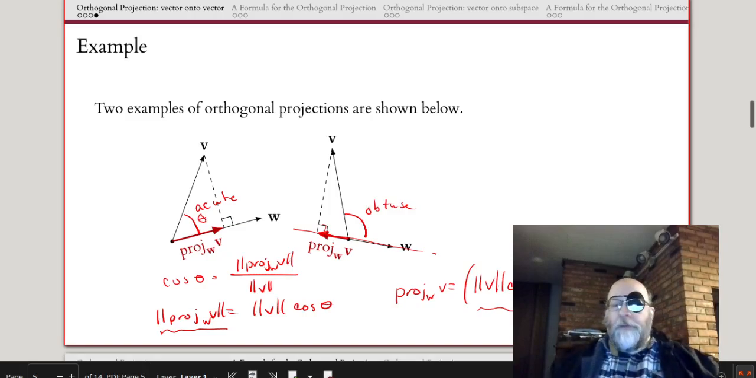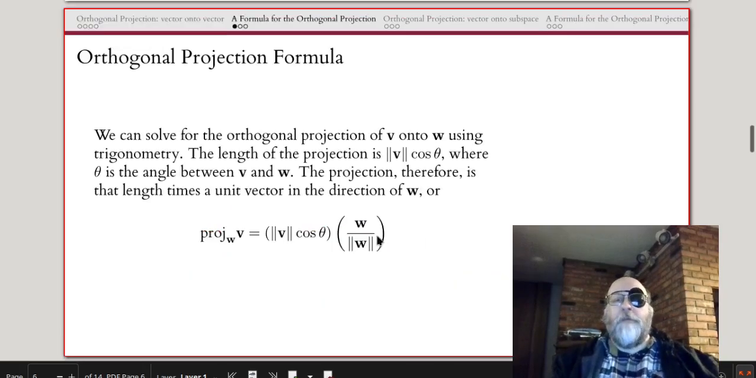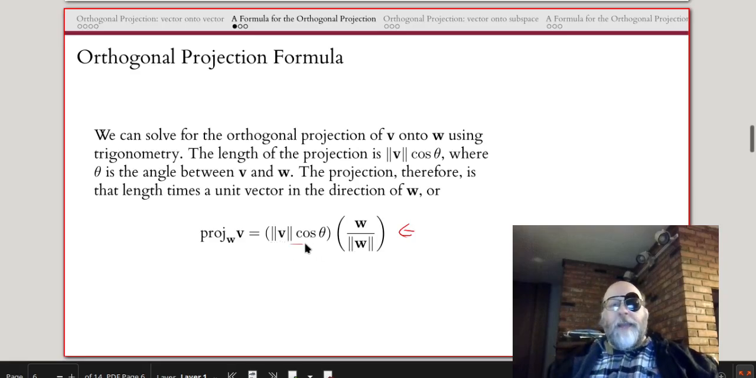All right, let's give this a try. So that's the formula that's on this slide right here. This is the length of the projection, and this is a unit vector. When I multiply a unit vector by the length, I get a vector that has the correct length and is pointing in the direction of W.